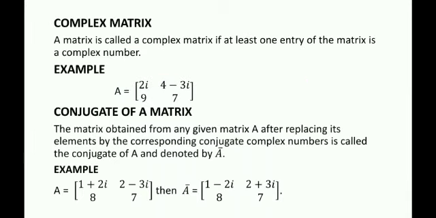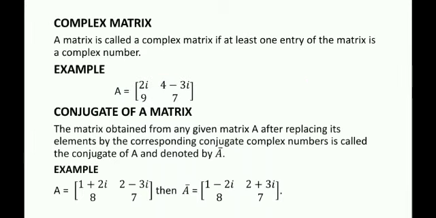Hello everyone. Today our topic of discussion is complex matrix. What is complex matrix? A matrix is called a complex matrix if at least one entry of the matrix is a complex number.